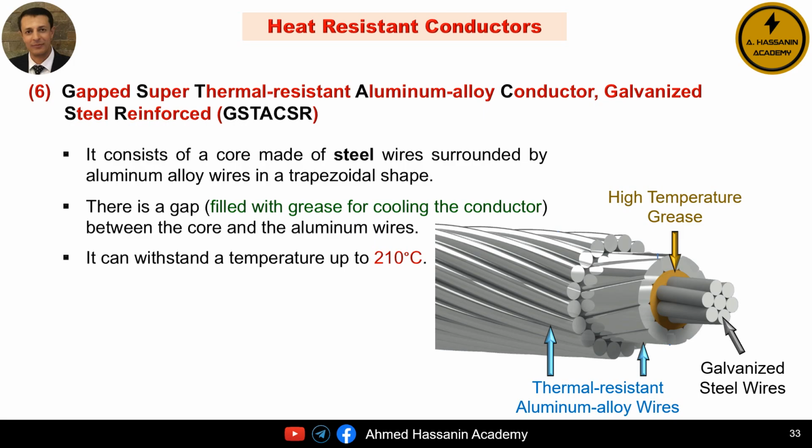As we can see in the illustration, there is a gap or space between the steel core and the inner layer of the aluminum alloy. This gap is filled with grease, which serves an important cooling function by helping to dissipate heat when the conductor operates at high temperatures. Finally, this type of conductor can withstand temperatures up to 210 degrees Celsius.